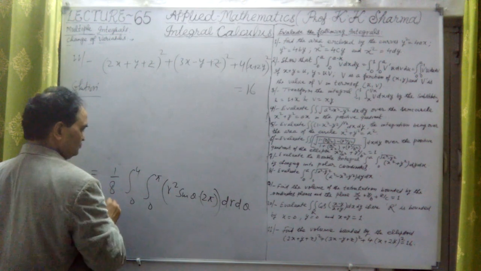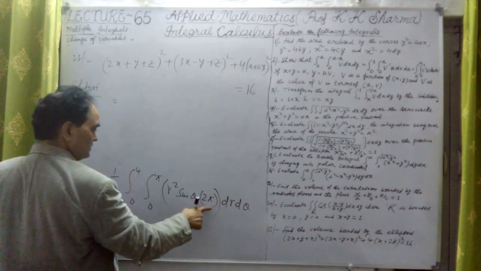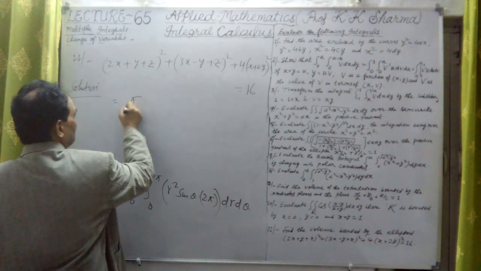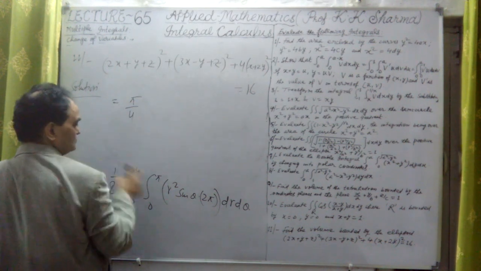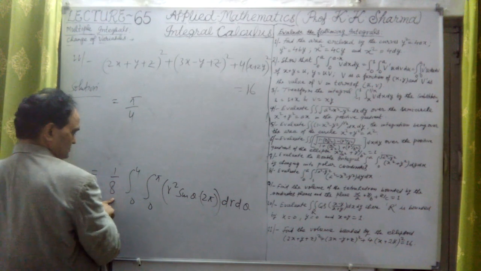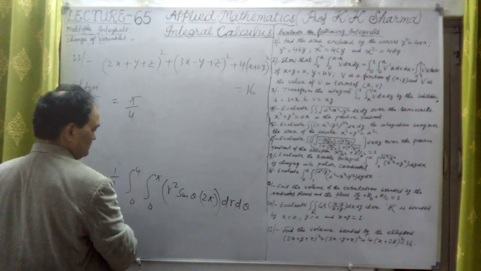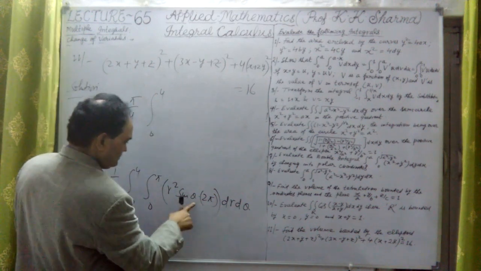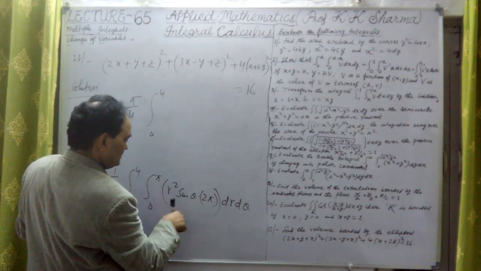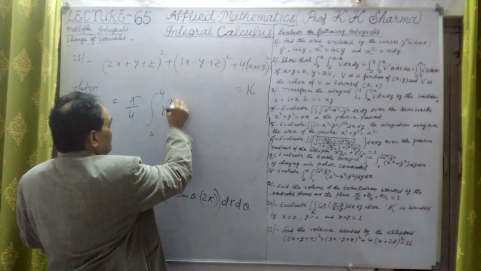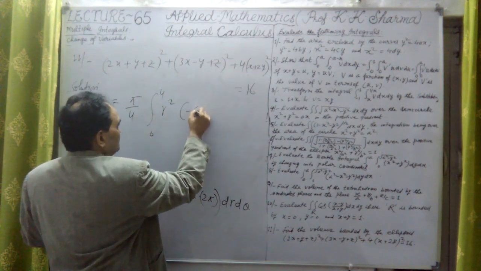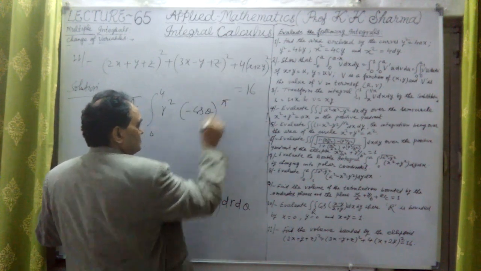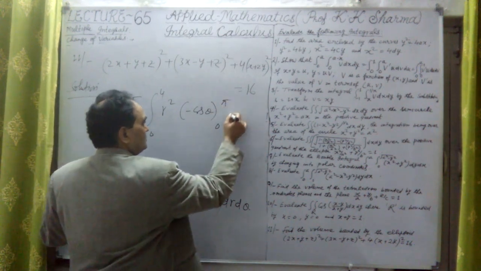We have substituted the limit in pi. This is 2 pi, let me take it outside. This is pi upon 4, because of this 2 and this 8, 4 by 4, so pi upon 4, with r from 0 to 4. Now the integral of sin theta is minus cos theta. This is r square into minus cos theta, integrated with limits 0 to pi. Then dr.